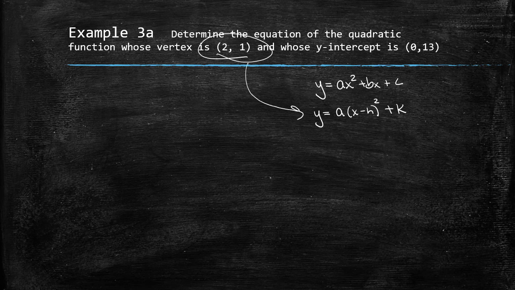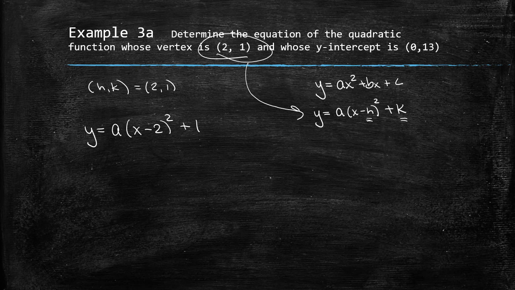Okay, so the vertex is our (h, k). So the point (h, k) is the point (2, 1). So we can plug in a 2 for the h and a 1 for k. This would lead to y equals a times the quantity x minus 2 squared plus 1. Now we just need to determine what a is, and then we'll be done.